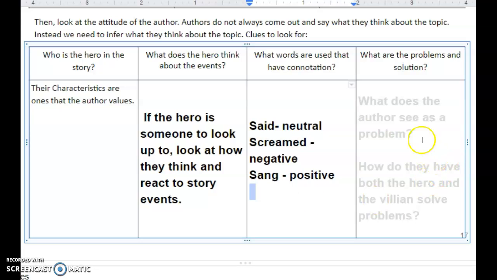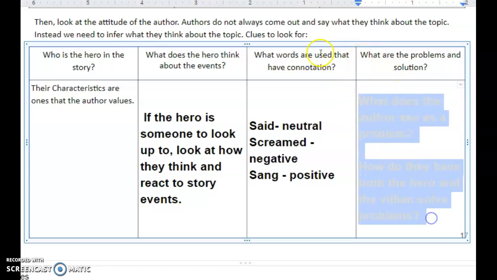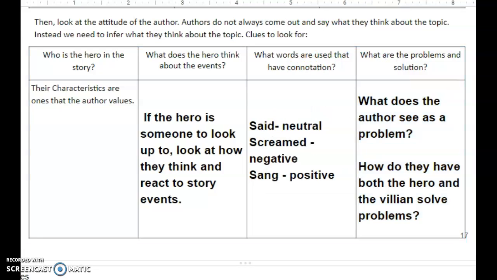Another thing to look for in terms of point of view would be what are the problems and solutions? So when the author's writing the story, what does the author see as a problem? And how do they have both the hero and the villain solve problems? So that can give us all clues and hints about what the author's point of view is through the story.